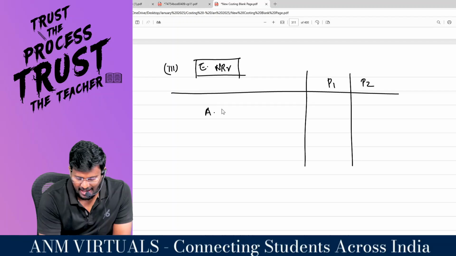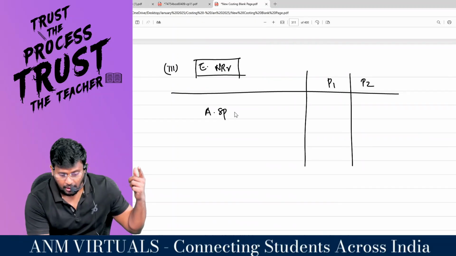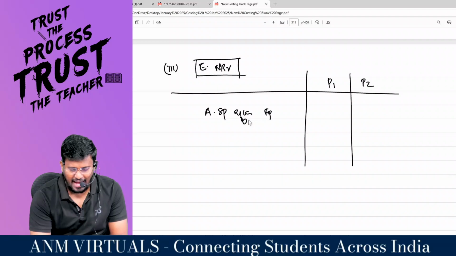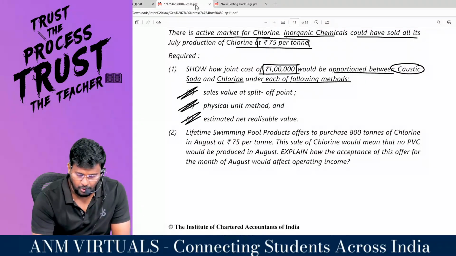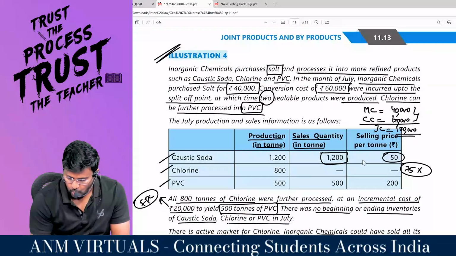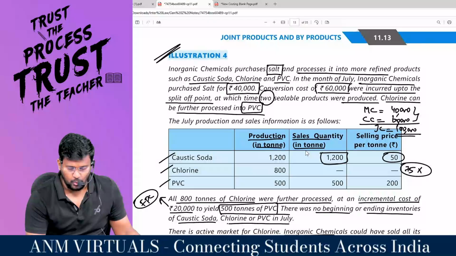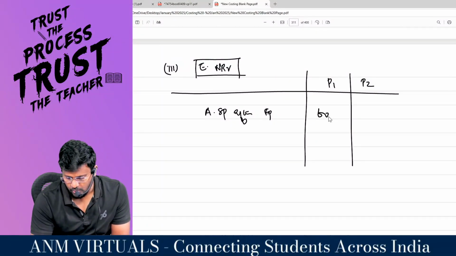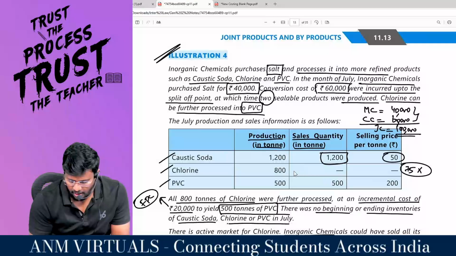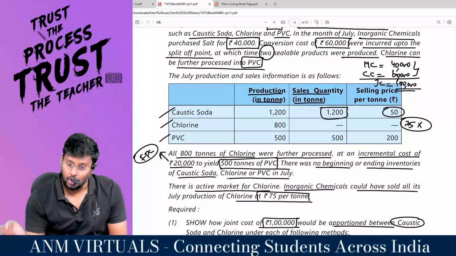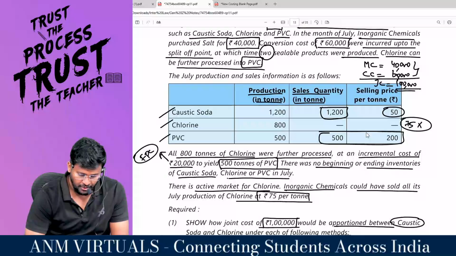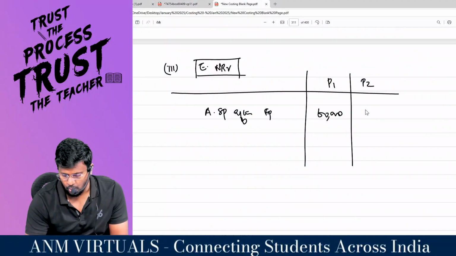I have to take the actual sale price after further processing. What is the actual sale price after further processing? I will sell 1200 into 50. Correct? 1250 comes to 60,000. But I will not sell 800 into 75, because after further processing it will become 500 into 200. Are you all really with me? So 500 into 200 comes to 1 lakh.